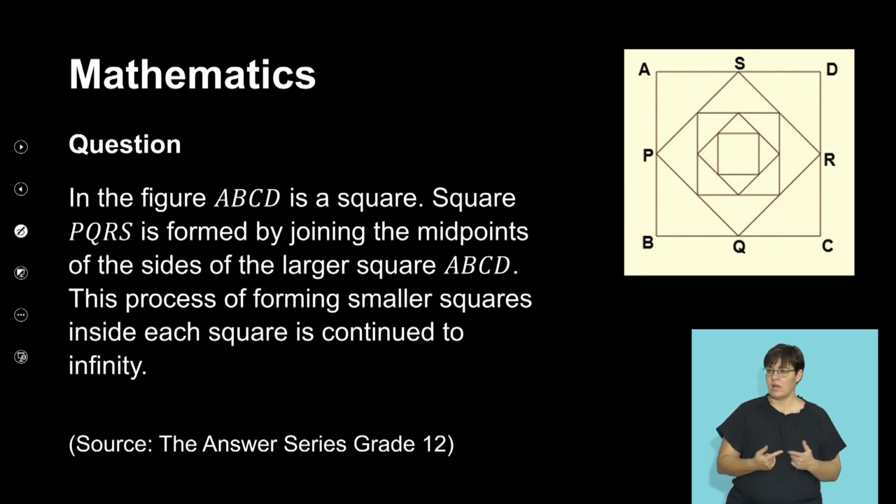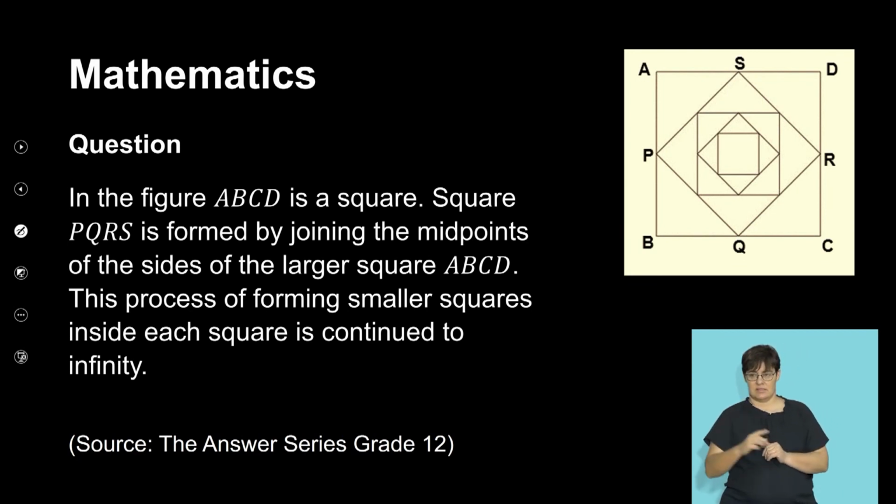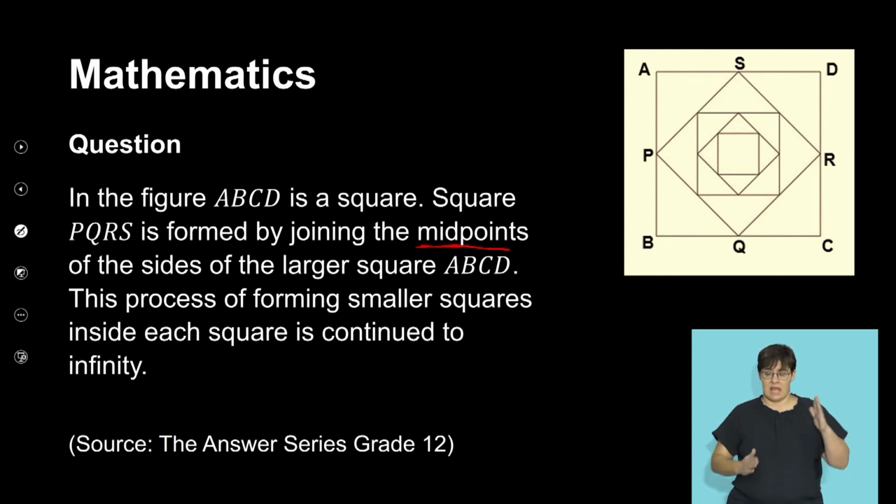So we are given the figure ABCD, which is a square. The square PQRS is formed by joining the midpoints of the sides of the largest square ABCD. This process of forming smaller squares inside each square is continued to infinity.